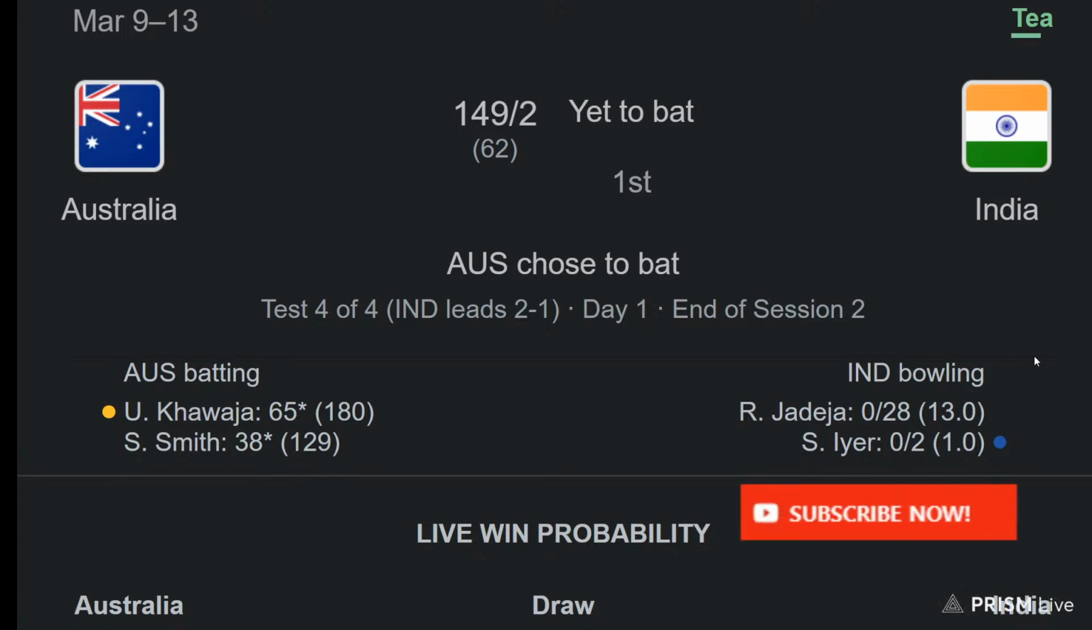In the first session, 2 wickets went down. In the second session, there are no wickets down. The two not out batsmen are Usman Khawaja and Steve Smith.